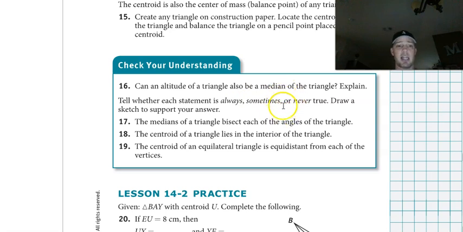So check your understanding. Pause here, see if you can figure out 16 through 19, then restart your video so we can go over them. All right, hopefully you took a moment to try and solve 16 through 19.